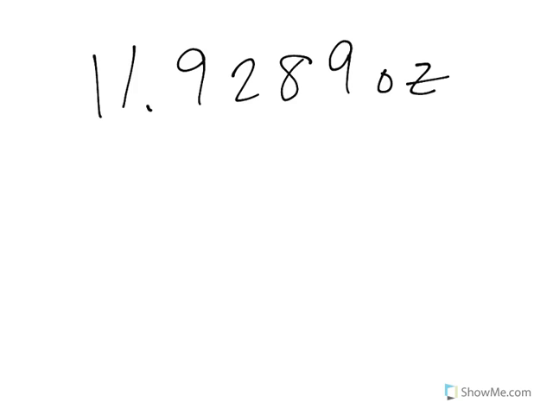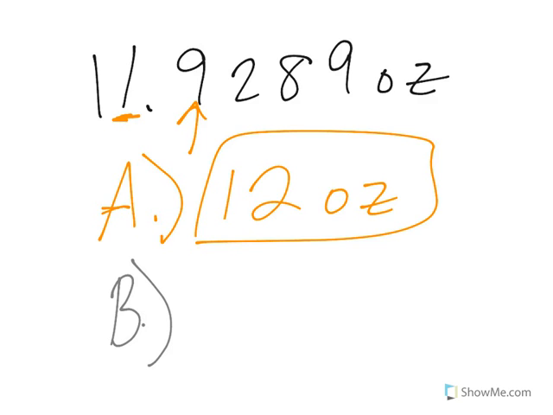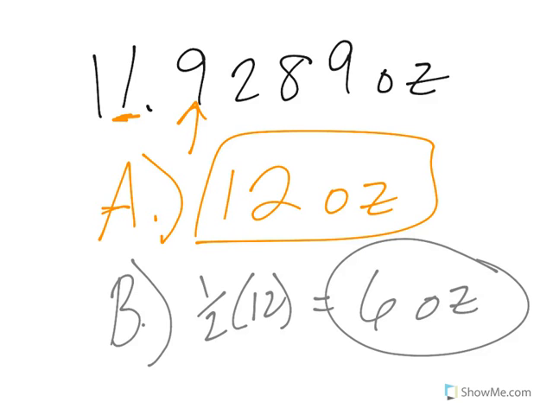Now, we're in ounces. The question said nearest ounce. So I'm rounding to the nearest ounce. 9 tells me to go up. So the answer to part A is 12 ounces. 12 ounces can fit in that jar. Well, that makes part B super easy, I hope, because part B says, how much would it take to fill half the jar? Well, if the whole jar is 12, then half of 12 would give you 6 ounces. So part B is simply 6 ounces.